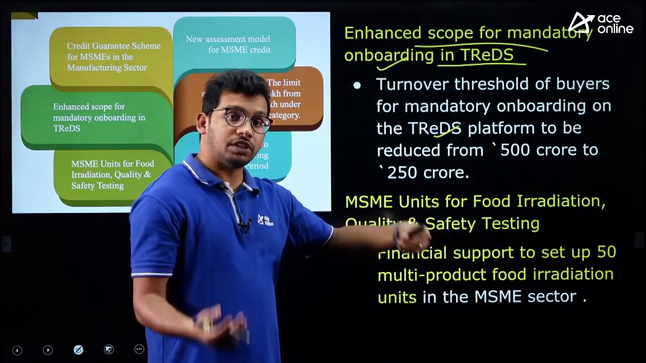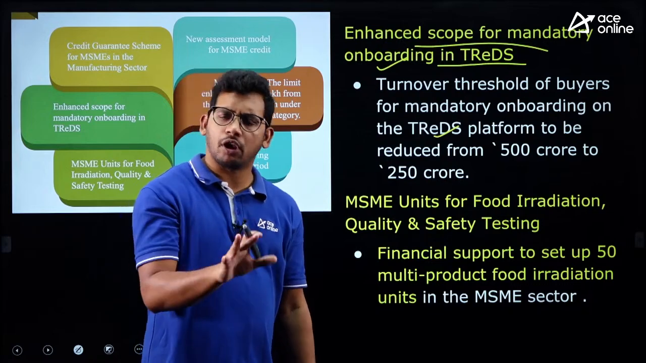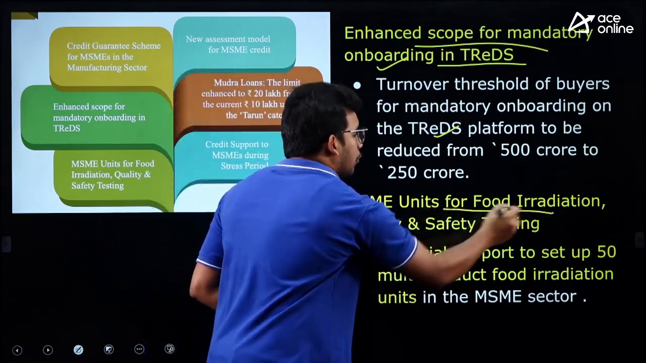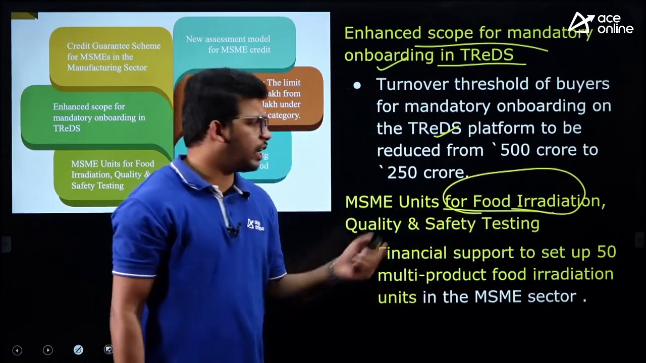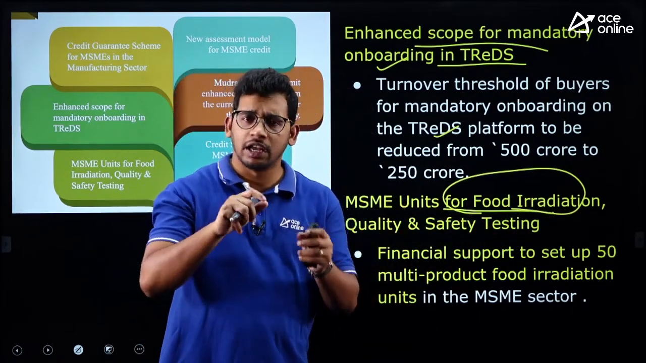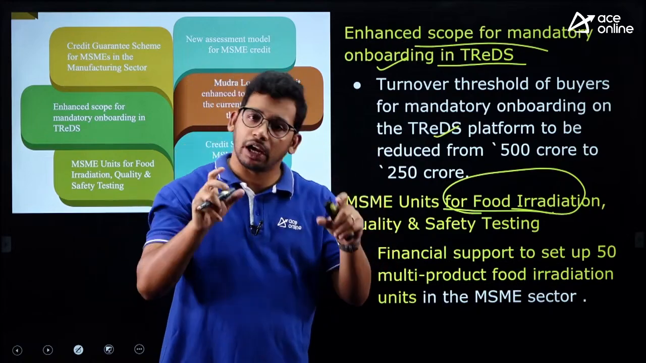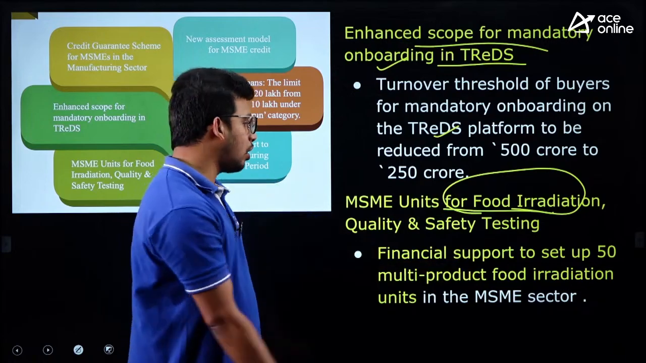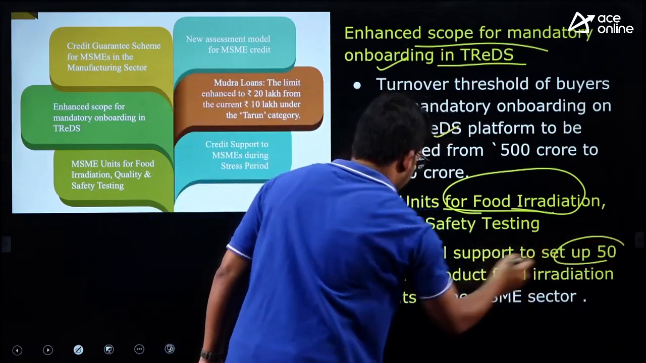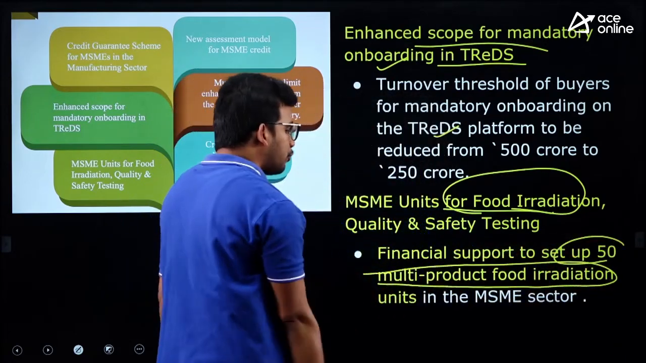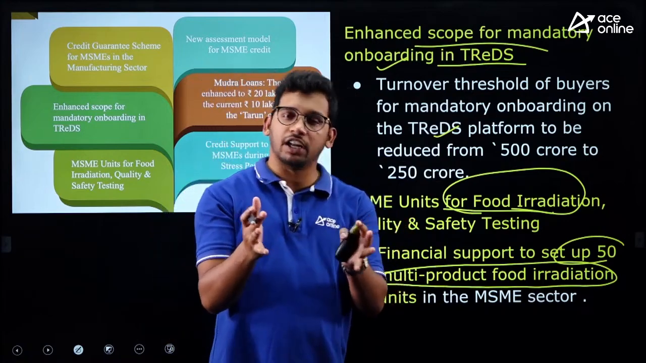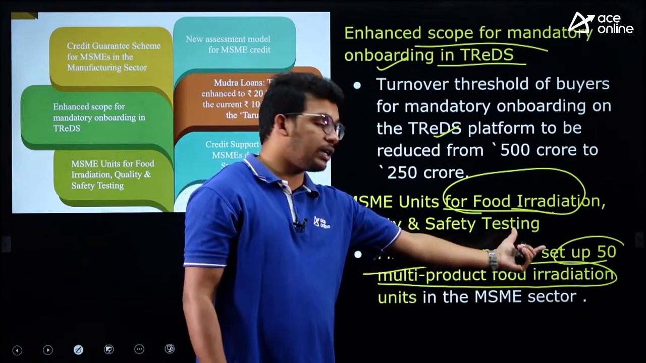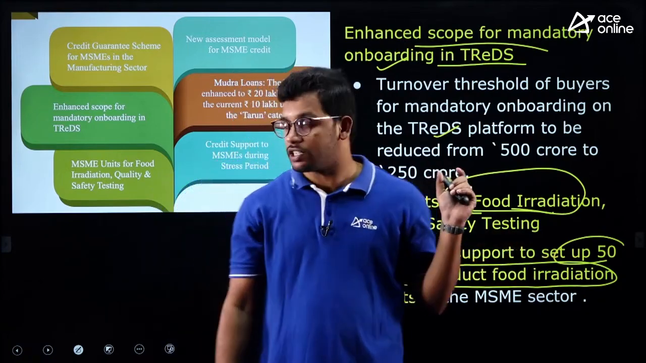And then MSME units which are focused on food. There are a lot of small businesses in food also, like packing and all those things. For that, food irradiation is going to be encouraged. Food irradiation means using electromagnetic rays to increase the shelf life or the quality of food. The government is going to encourage safety testing, food irradiation and all. Financial support for setting up 50 multi-product food irradiation units. There need to be food irradiation centers to test or give more shelf life to the food, so the government is going to create 50 such centers.